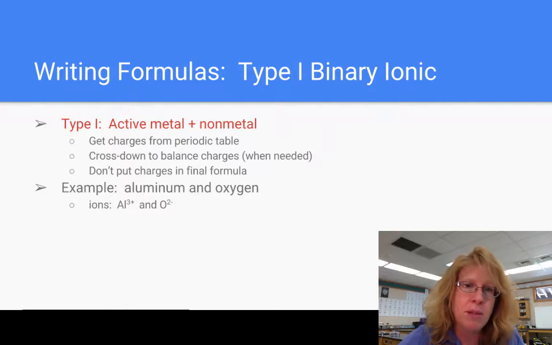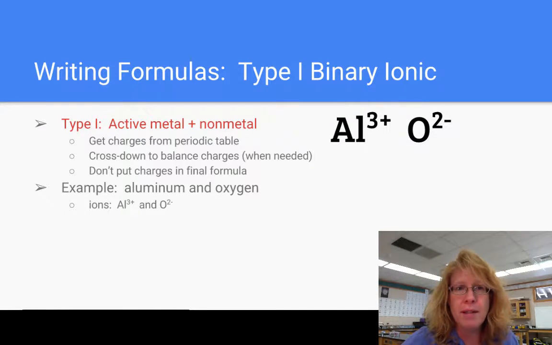And then the basic remembering of not putting charges in a final formula. Charges are kind of part of a rough draft, I guess, if you want to call it that. So here's the example that you should try, just as a review. Can you write the formula for the binary ionic compound formed between aluminum and oxygen?